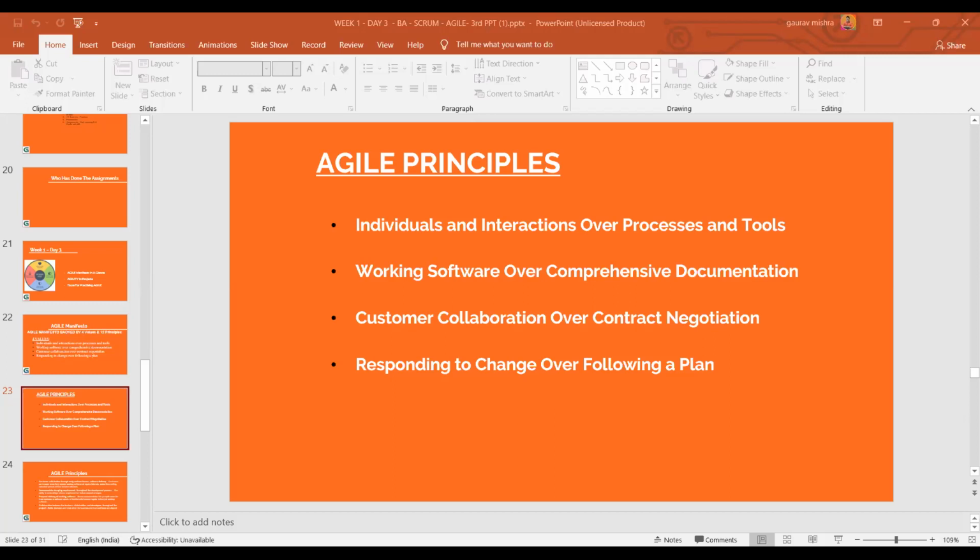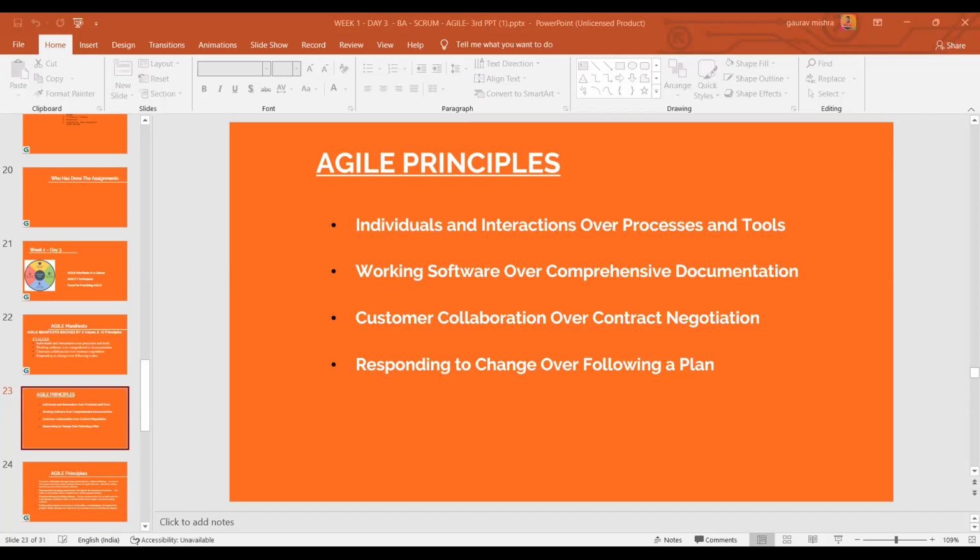Okay, Agile Principles is individuals and interactions over processes and tools. Working software over comprehensive documentation. Customer collaboration over contract negotiation. Responding to change over following a plan. Okay, thank you so much for reading this out.